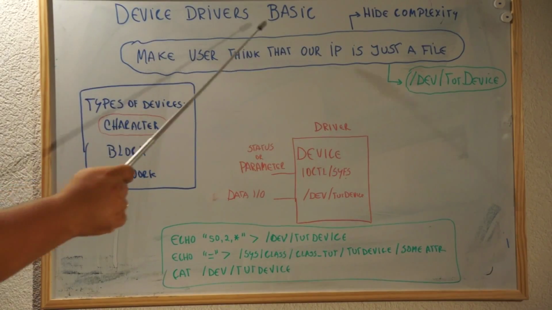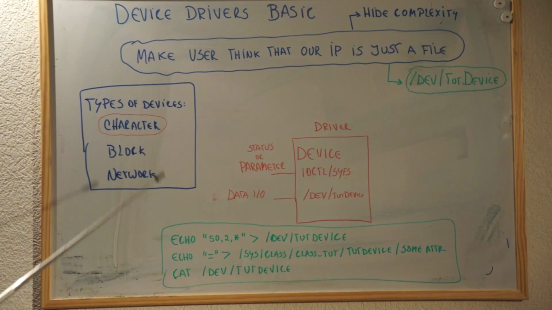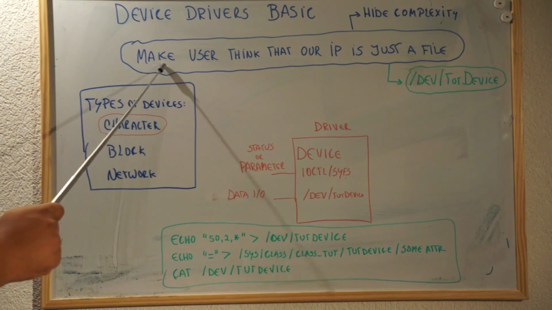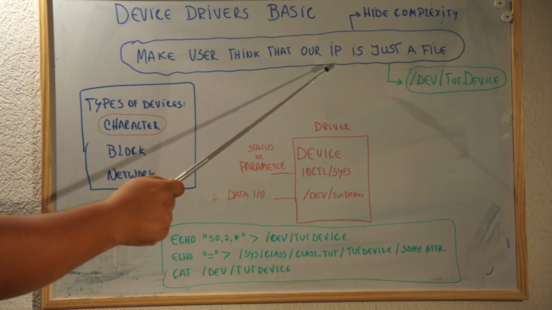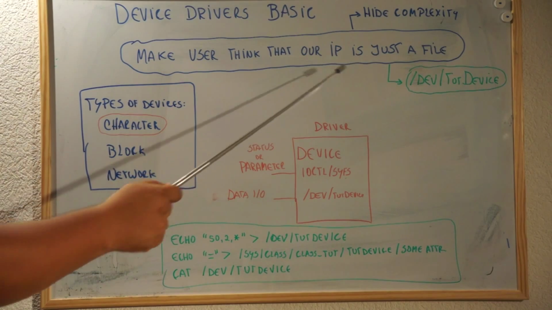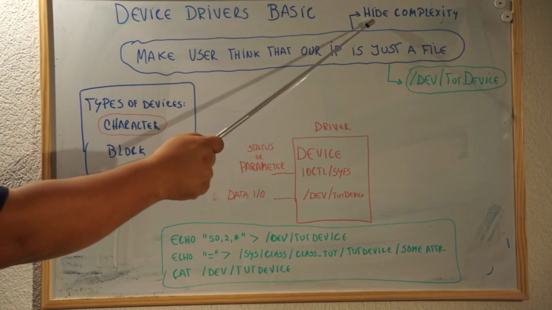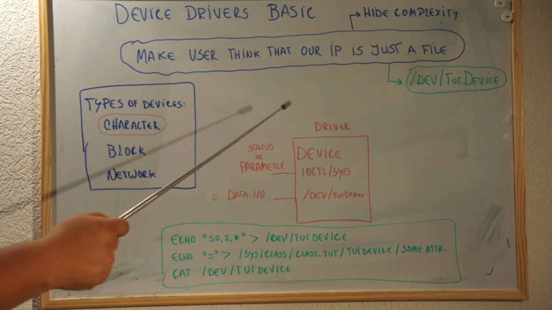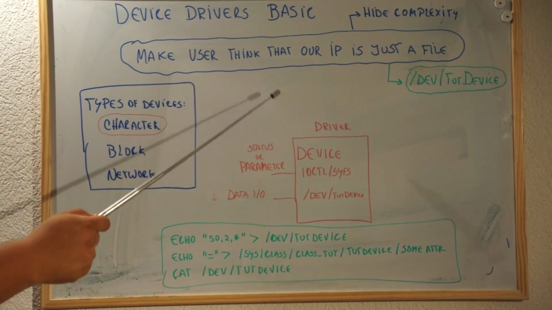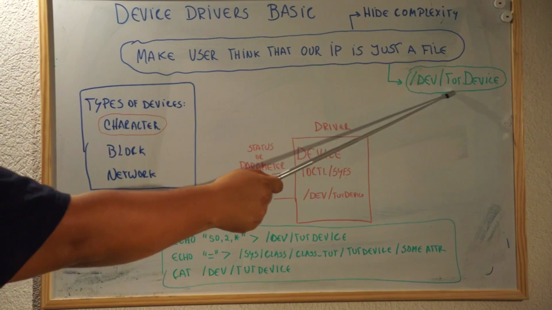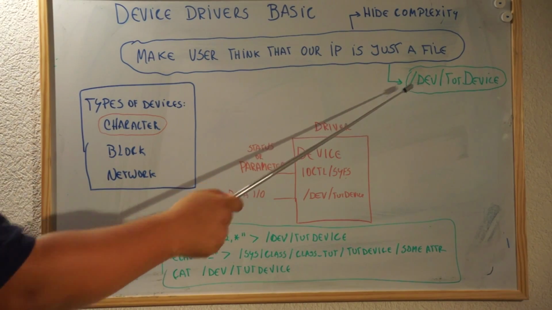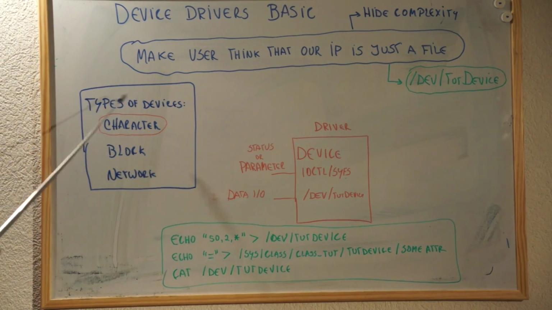Okay guys, so device drivers basics. The idea: we need to make the user think that our IP core, our device, is just a file. In other words, we need to hide the complexity of the device from the user. The user must think that he's just accessing a file in /dev. We have three types of devices: character devices, block devices, and network devices.